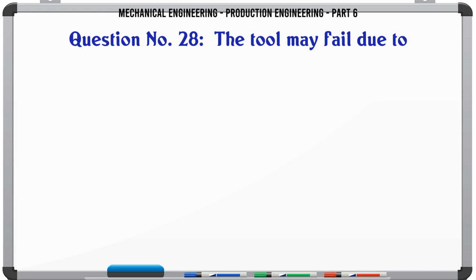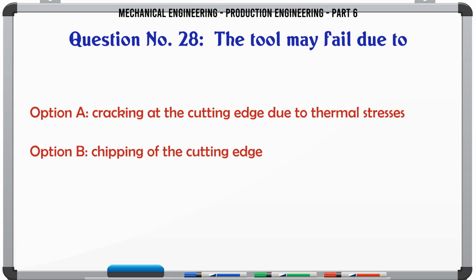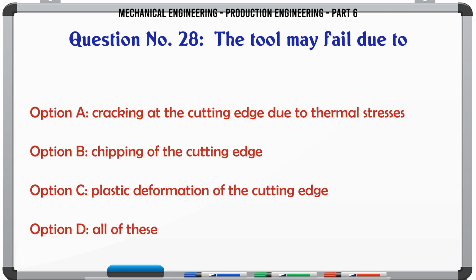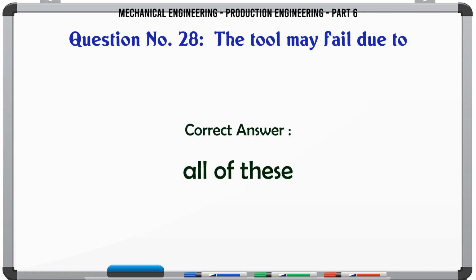The tool may fail due to A. Cracking at the cutting edge due to thermal stresses. B. Chipping of the cutting edge. C. Plastic deformation of the cutting edge. D. All of these. The correct answer is all of these.